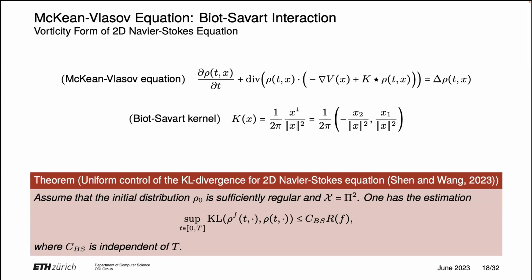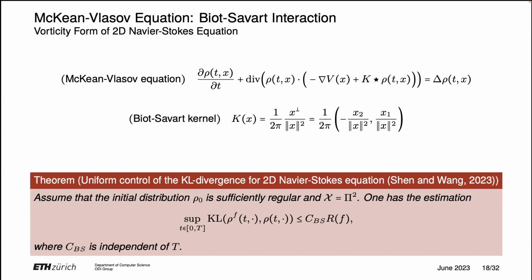Of course, we would require additional assumptions. Basically, we consider the case where the initial distribution rho 0 is sufficiently regular, and that the spatial integration domain, which I have on purpose avoided to simplify the presentation, should be the 2D torus, which is basically a box with periodic boundary condition.